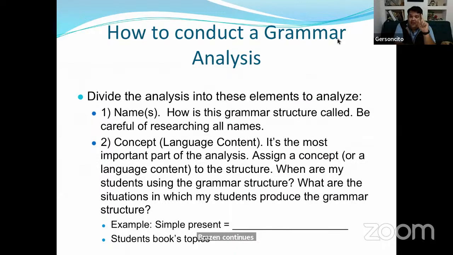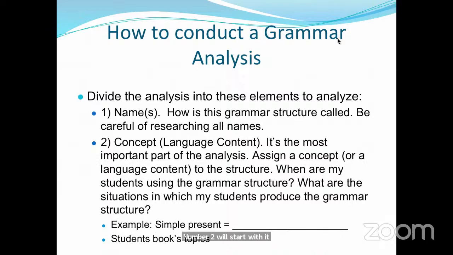So, number 1 is researching all the names. There will always be a Juanito Pérez. Miss, I already know it. Miss, I know that, well, yes. So, number 1, check all the names of the grammar that you're going to teach. Number 2, Gustavo, read it.